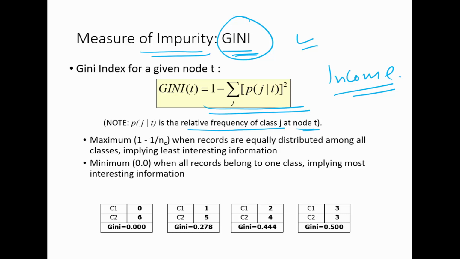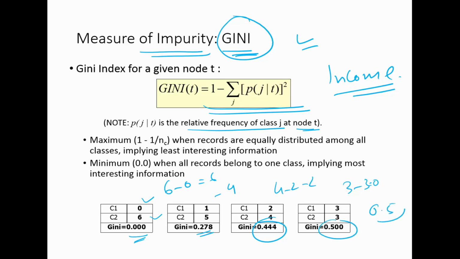So here is an example. We have got C1 and C2. C1 is 0 and C2 is 6. So these are two nodes. Gini in this case is considered to be 0. And that's the best classification because the difference is more, right? 6 minus 0 is 6, so the difference is more. Here the difference is less, 5 and 1, so the difference is 4, so Gini is more now. Here the difference is even less, 4 minus 2 is just 2, so Gini increases. And here the difference is nothing, 3 minus 3 is 0, so Gini is at its highest.